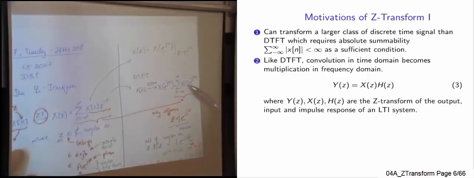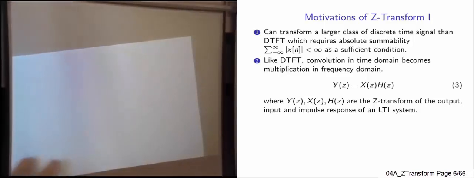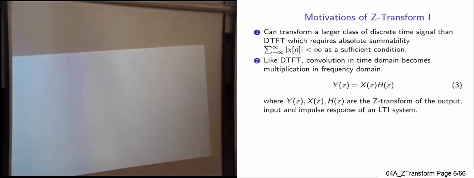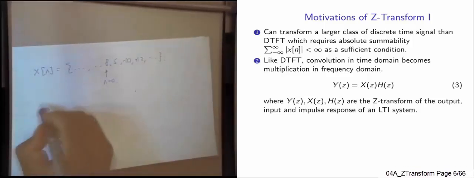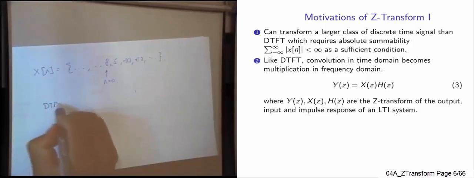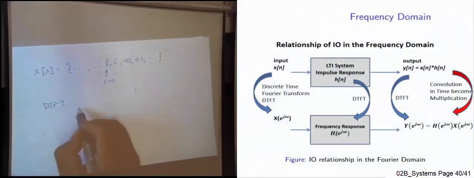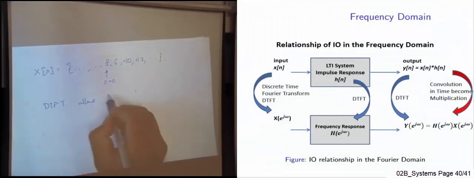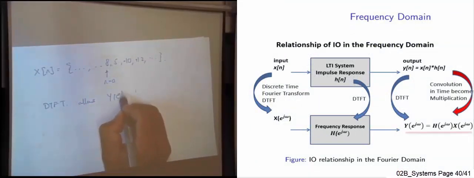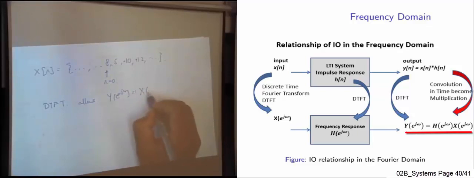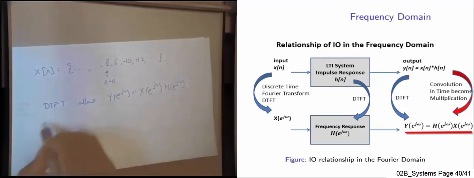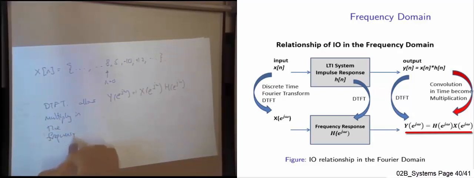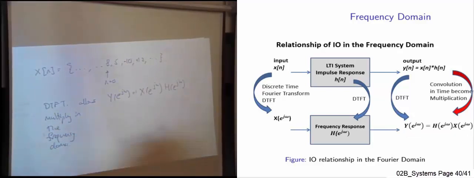All right. What else do we do the Z transform for? Well, the other thing we know, the nice thing about the DTFT is this. The DTFT allows us to do Y(e^jω) equals X(e^jω) H(e^jω). Allows us to do what? Multiply in the frequency domain to perform what, guys?